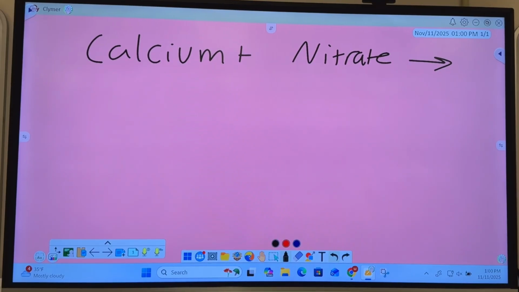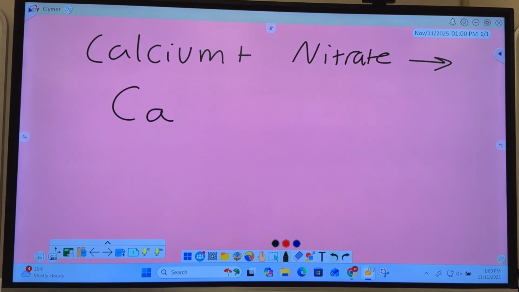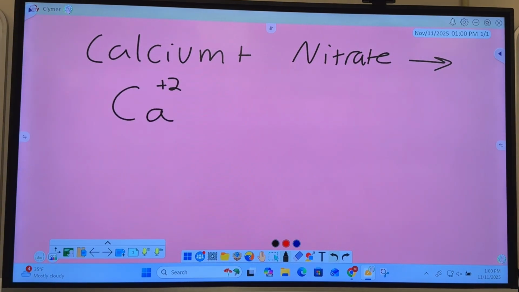Calcium plus nitrate. Indeed. That's a cool little setup you got there. I know, right? Fancy. All right, calcium. What's calcium going to look like? Where was it on the periodic table? Plus 2. Where was it on the periodic table? What group? Alkaline earth metals. Good. Group 2, it's going to be a +2.